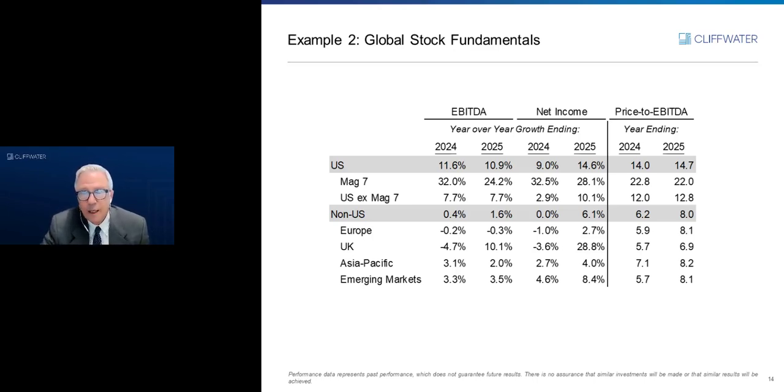1.6%. On the far right-hand side, I'm looking at price to EBITDA. Again, the non-US did well because in 2025 versus 2024, multiples increased by almost 30% outside the US versus maybe 5% in the US.